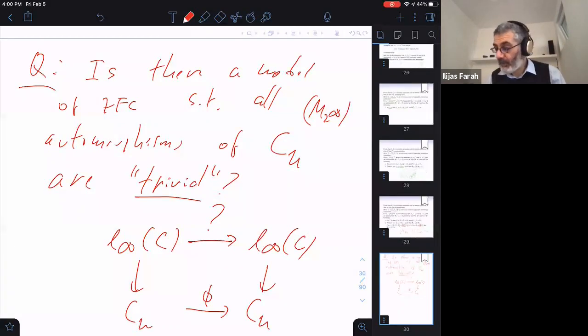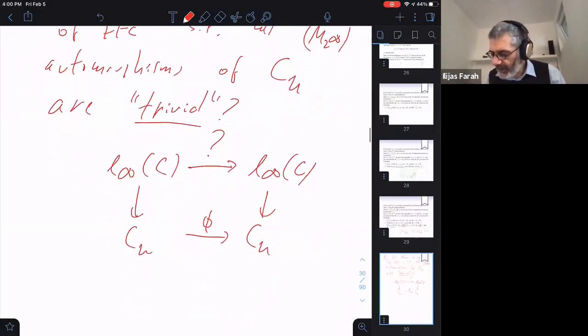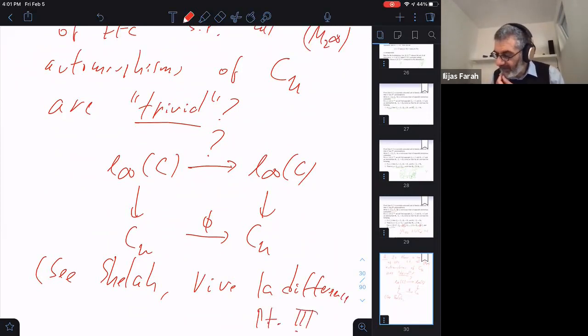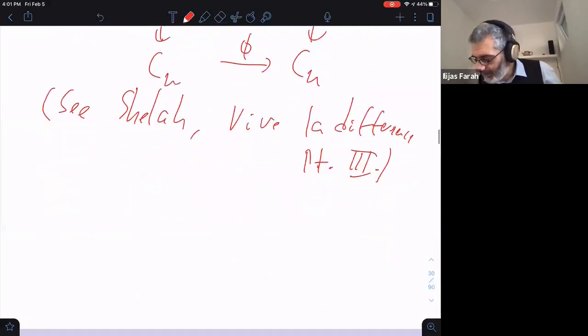So definitely it wouldn't be a model of ZFC plus CH, but we don't know. I should say that one promising candidate for something like this is Shelah's Viva la Différence series of papers, part three in particular. He is proving that in some models of ZFC, any isomorphism between ultrapowers has a very simple form for some theories. So this may be a difficult problem, but let's go on.